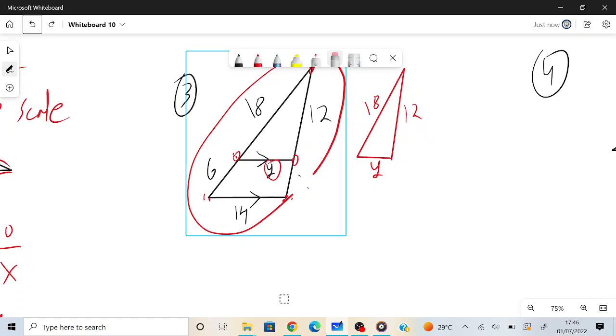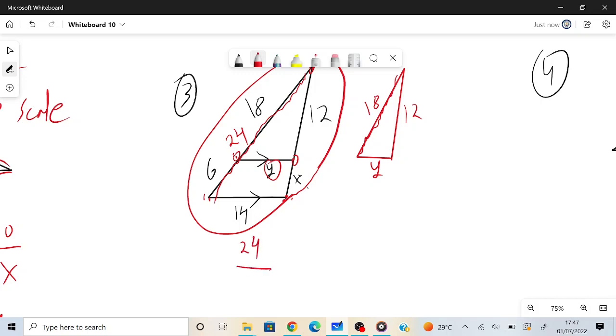So let's compare them. Okay, this was x. Okay, and this was there. I know 18 plus 6 for the whole of the big triangle is 24. So we know that this side of the whole triangle is 24. And I know that the same corresponding side is the same as the 18 that's over here. So my first fraction I would have is 24 over 18.